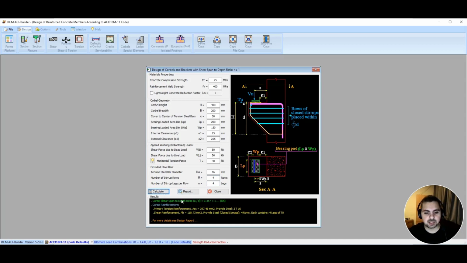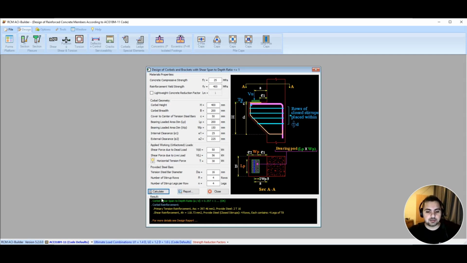Now Corbel shear span to depth ratio A over D equals 0.357, less than 1. So what my software is calculating here is whether my corbel is a short cantilever or a long cantilever. The criteria that the software has set is that if this ratio is less than 1, then we can consider it as a corbel. If it's greater than 2, then we consider it as a long cantilever, or basically as if we were working with a slab cantilever.